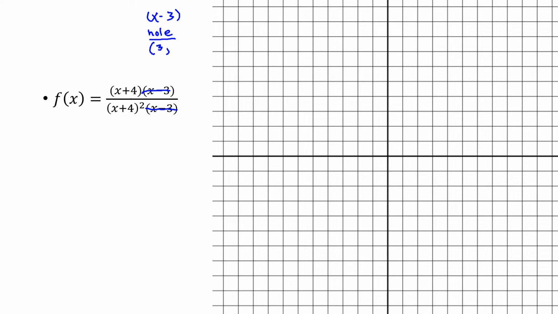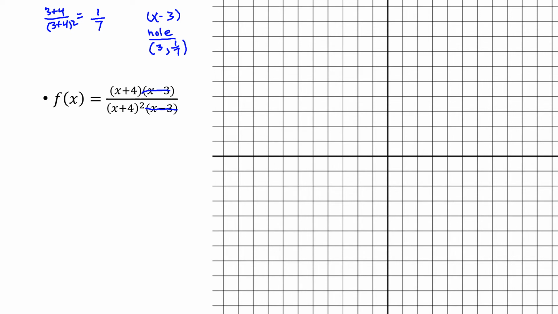To figure out what the hole's y value is going to be, we're going to substitute that 3 back into the simplified version of our answer. So we put the 3 back in for each of the x's. We have (3 + 4) over (3 + 4) squared. If we worked everything out here, we would end up with 1/7. So there's a hole at (3, 1/7).